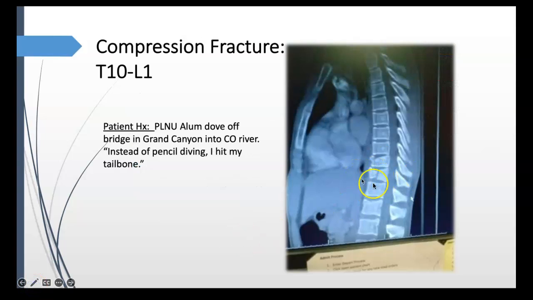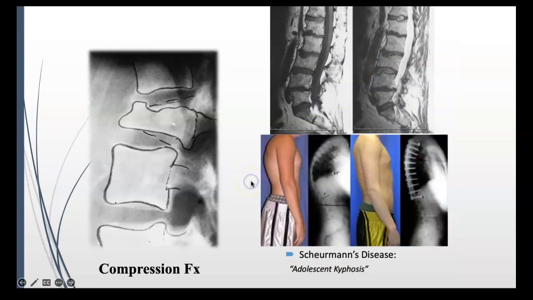So here is an example of a compression fracture. You can see a through and through fracture here. You can also see a fracture piece here. Interestingly enough, this happens to be a Point Loma alum who dove off the bridge in the Grand Canyon into the Colorado River. Instead of pencil diving, he hit his tailbone. So you can see right here, we have fractures, right? And so with that, we can see that there's probably going to be pressure on the nerve roots, which would cause paralysis, for example.